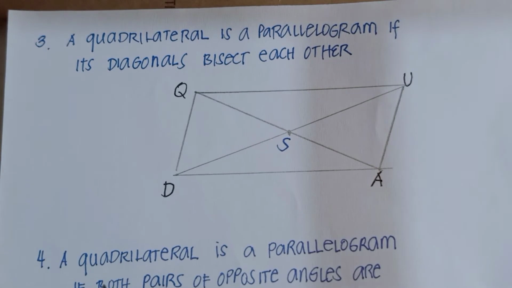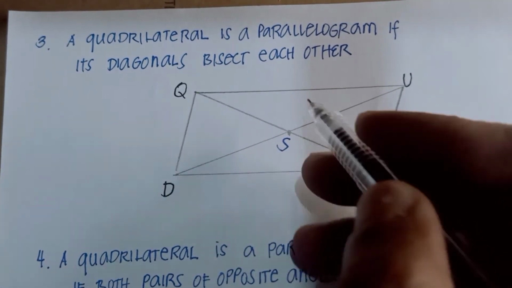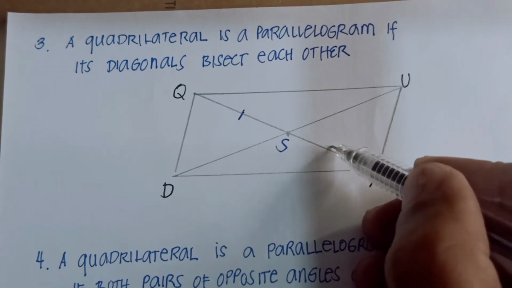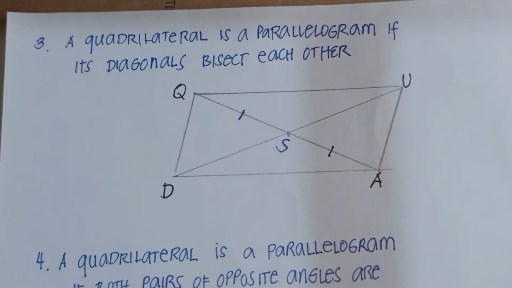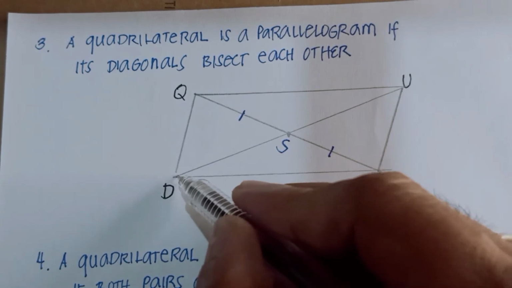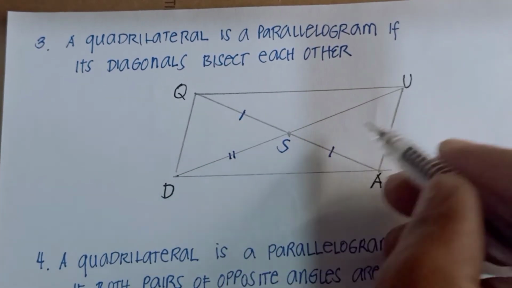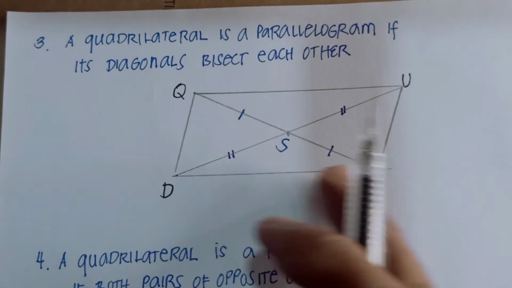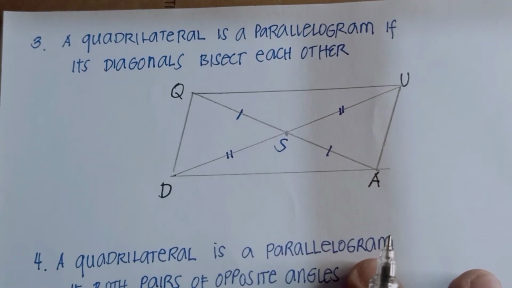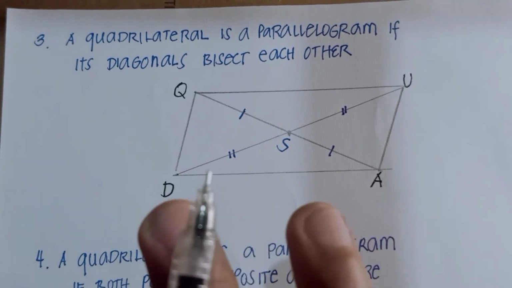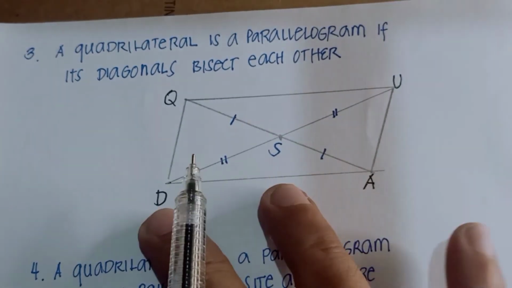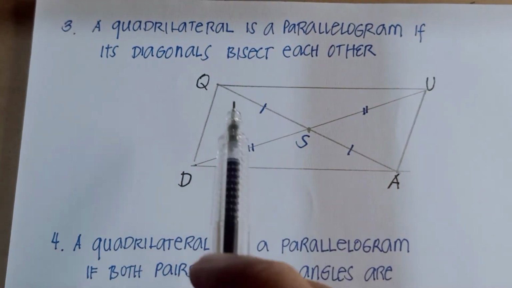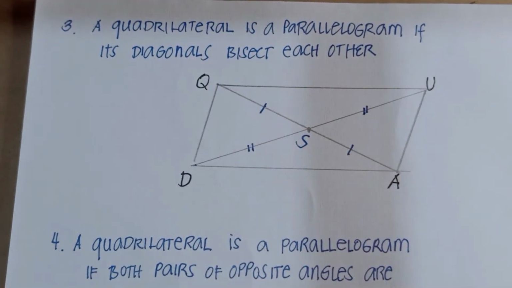Okay, so nag-intersect sila sa kanilang midpoint, which means na yung QS is congruent to SA. And then yung DS naman, DS is congruent to SU. Okay, so they bisect each other. So, kung ganyan ang magiging kaso, ang QUAD na yan is a parallelogram. It is a parallelogram because yung diagonals niya bisect each other.